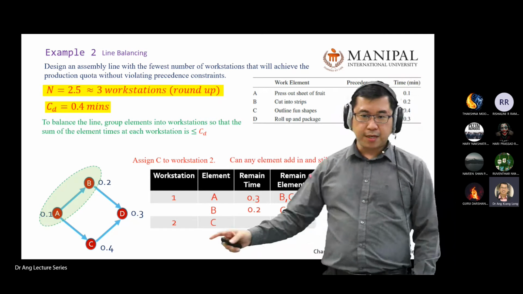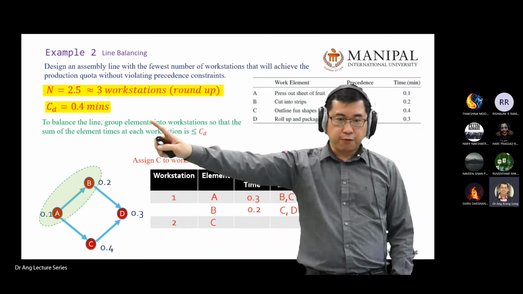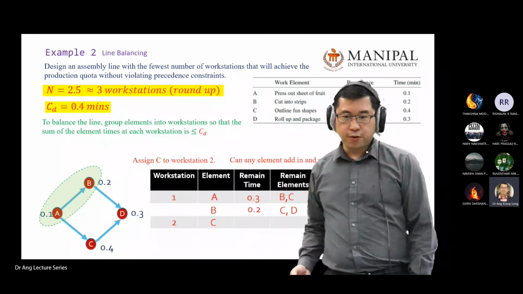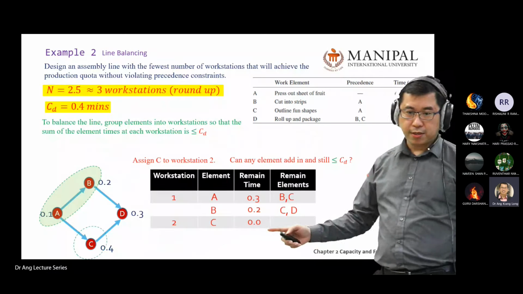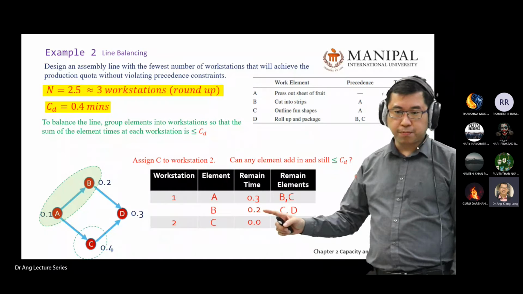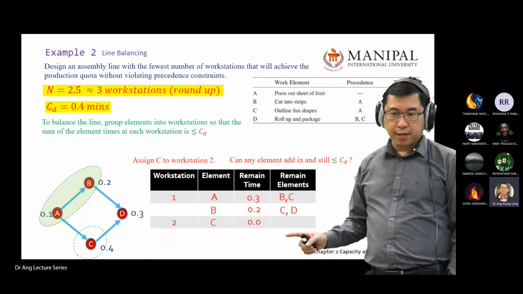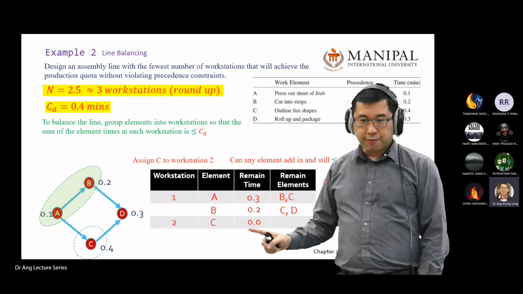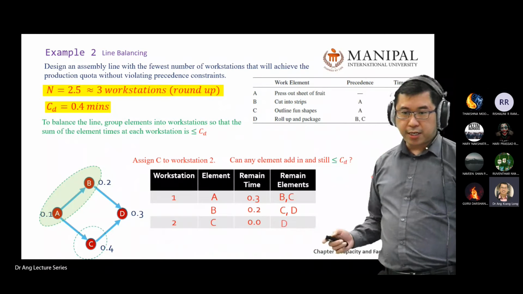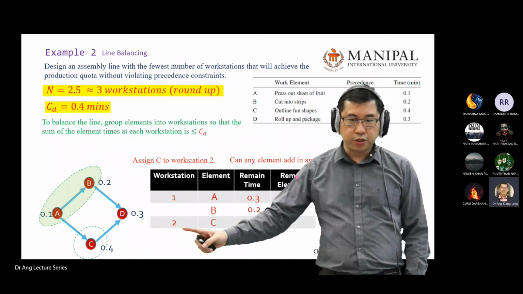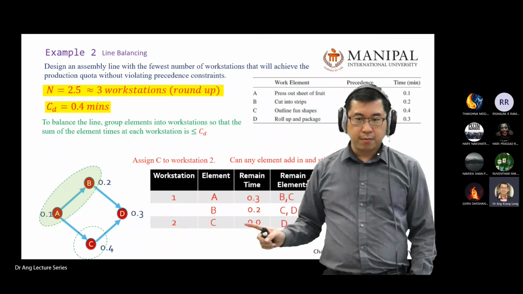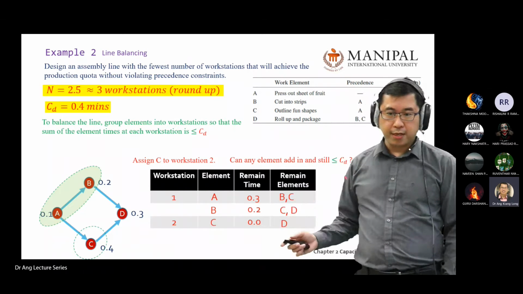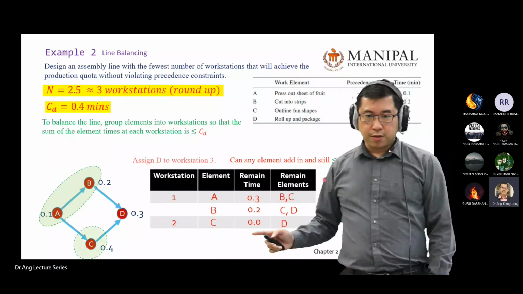Remaining time is how many? Your desired time is 0.4, you choose C. 0.4, remaining time is 0. Again, there's a typo error here. It should not be 0.2, it should be 0.1. 0.1 for B remaining time. So after C, remaining is D. So you cannot put any process here anymore because there's no more remaining time. Then you go for workstation number 3.